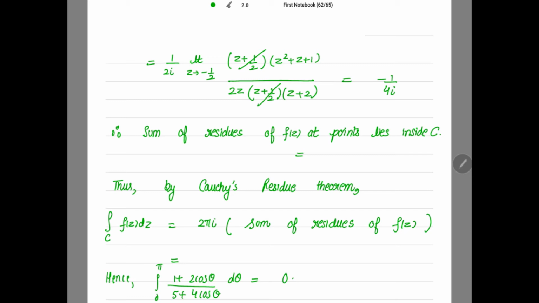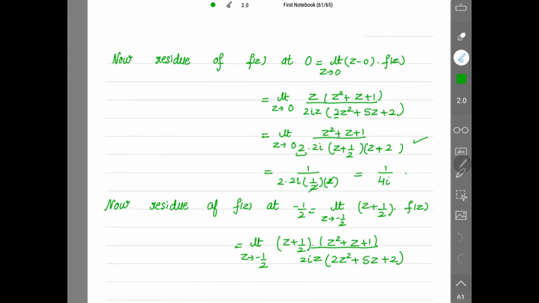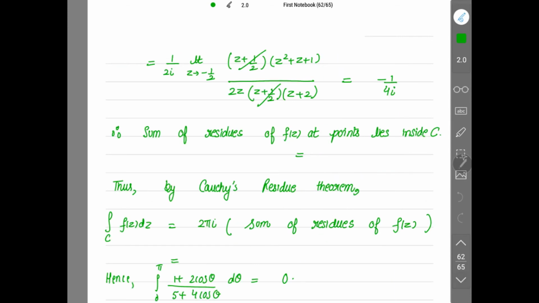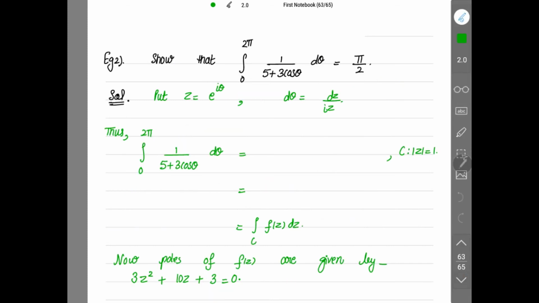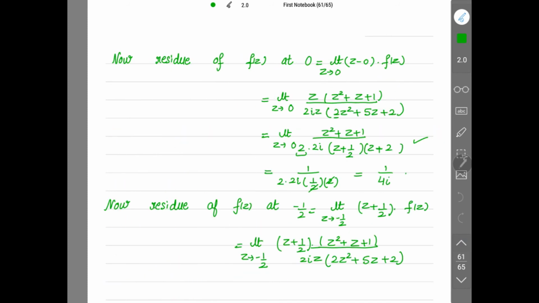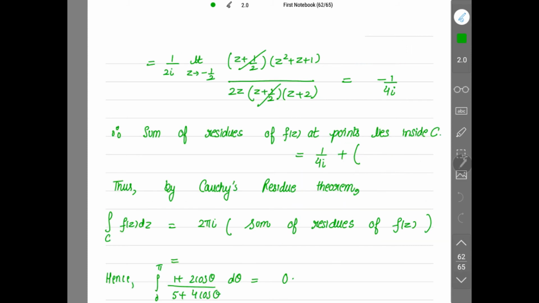Now the sum of the residues of f(z) at the points lying inside the circle C. At the first point z equal to 0, I have the residue 1 over 4i, plus the residue at the second point that lies inside the circle, which is minus 1 by 2, and I get the residue of f(z) at minus 1 by 2 as minus 1 over 4i. So this is equal to 0.